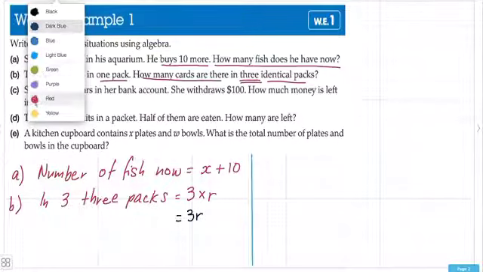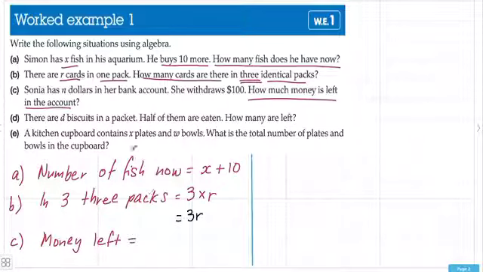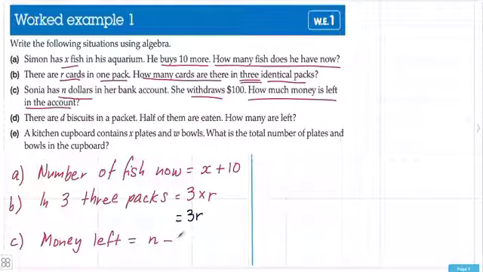Cool. The next one, we've got Sonia has N dollars in her bank account. She withdraws 100. How much money is left? Well, we're going to put money that's left, because that's what we're looking for, equals, how much money did she have in her bank account? Well, she had N dollars in her bank account, and then she withdrew. Now, that is another word we could add actually here for subtract. Withdraw means take away. So she withdrew $100.